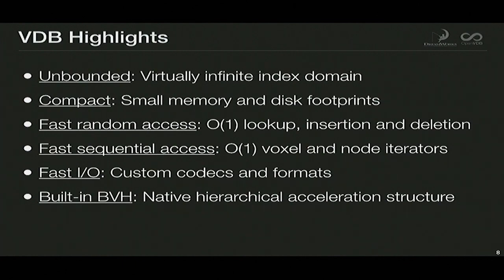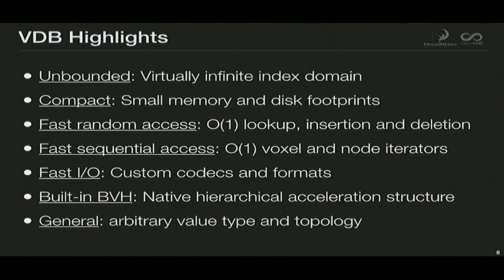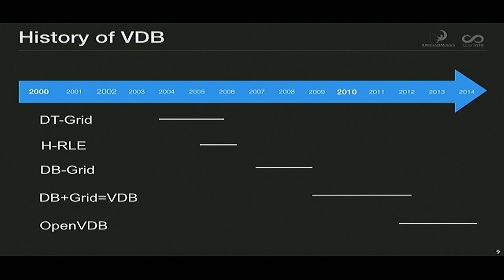It has fast I/O, and it has, this is pretty nice, a built-in acceleration tree. So oftentimes when we do things with volumes like ray tracing or collision detection, we have to build an acceleration tree to accelerate, let's say, the ray marching. Because VDB is already a tree, it already has that built in. So there's no overhead of producing that. And then we can use it for many different types.